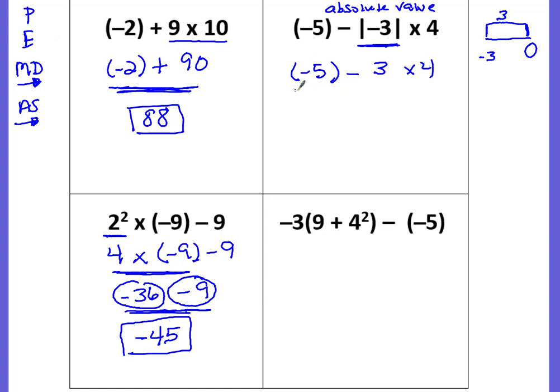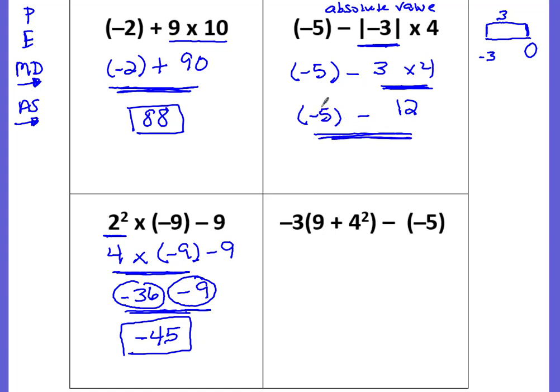I'm going to start on my left, I'm going to go to my right, and I do see a 3 times 4. So I'm going to solve that first. 3 times 4 is 12. I'll bring everything else down, bring down the -5, bring down the minus. And now we just have subtraction.